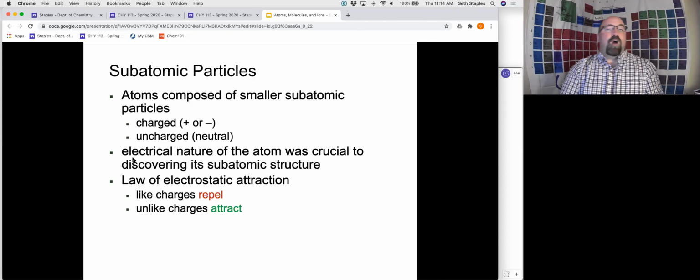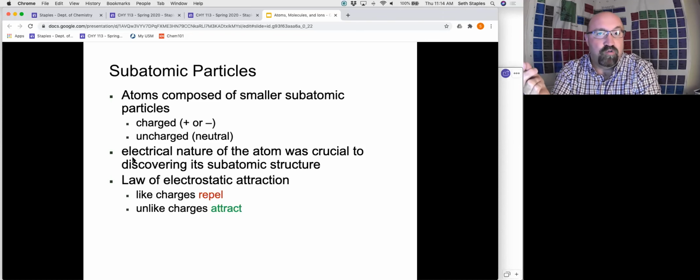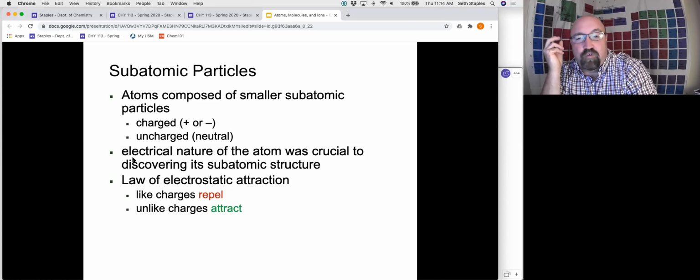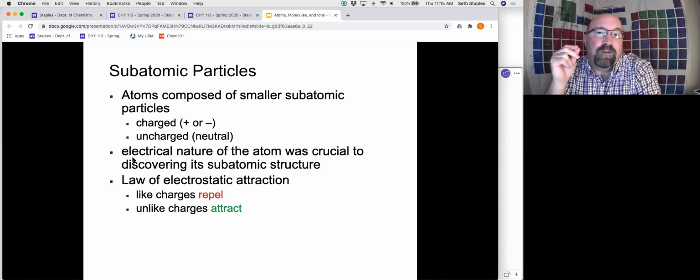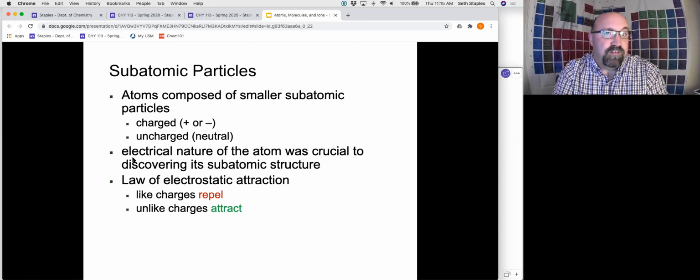And so most of you probably know just from your previous science classes that atoms are composed of smaller subatomic particles. Some of those particles are charged, either positive or negative, and some of those particles are neutral, without any charge. And it's this electrical nature of the atom, the fact that there are some of these charges involved, which was crucial to discovering this subatomic structure. The fact that electrons have a negative charge is really what allowed them to be discovered in the first place.